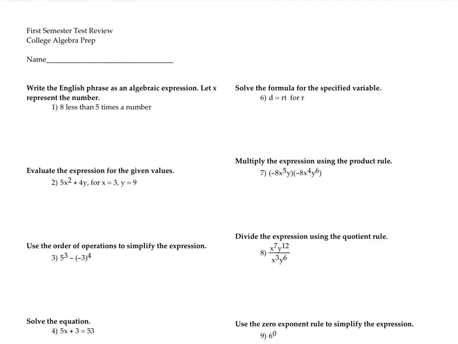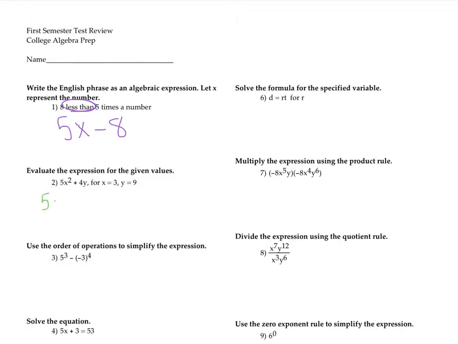Here we go. Number 1. Write the English phrase in algebraic expression. Let x represent the number. So 8 less than means you put a minus 8. 5 times the number means you put a 5x in front. You have to remember that less than means to write them backwards than what you would think. So 8 less than means put minus 8.